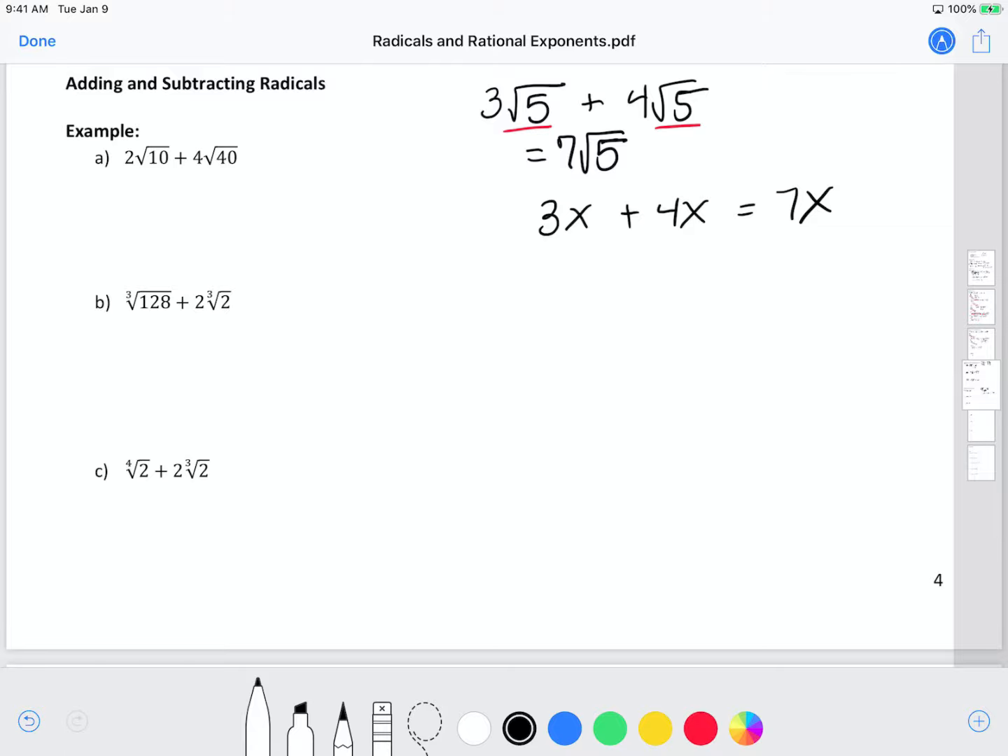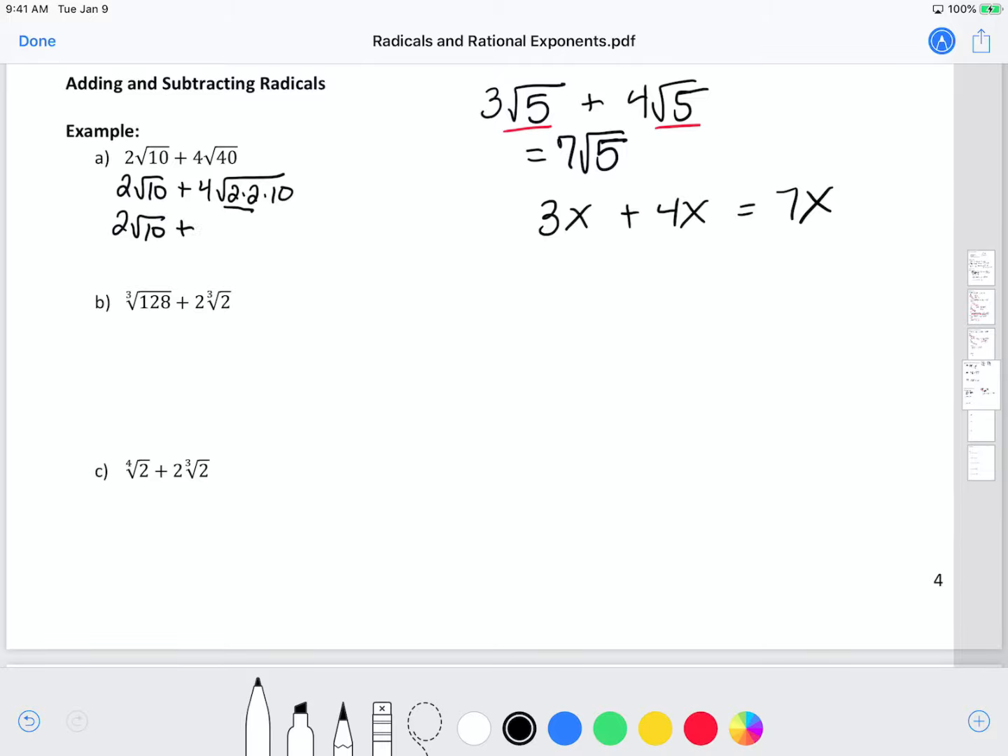So looking at example A, I have 2 square roots of 10 plus 4 square roots of 40. As it is now, I can't combine them because I can't combine square roots of 10s and square roots of 40s together. So I'm going to try to simplify it and see if I can create a similar square root. I can't do anything with that square root of 10, but I can simplify that 40 into 2 times 2 times 10. Since this is a square root and I have two 2's under there, I can pull those two 2's to the outside as 1 2.